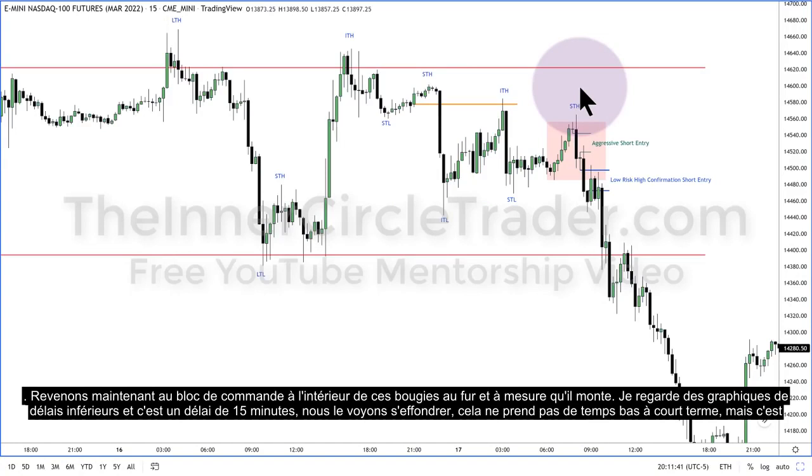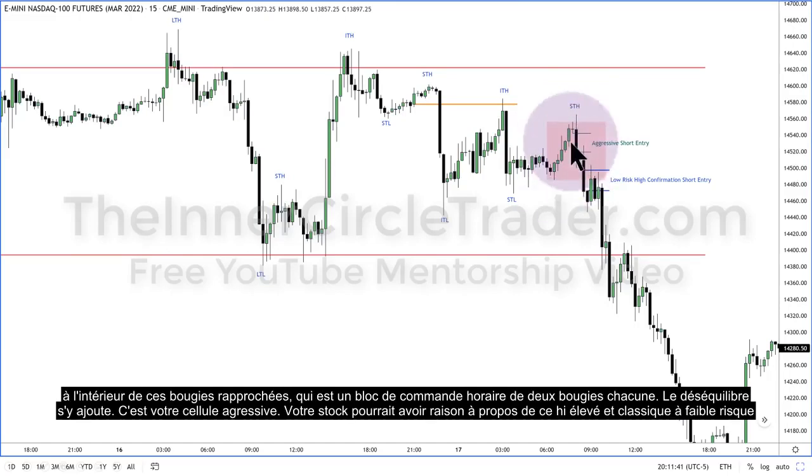Now let's go back into the order block. Inside these candles as it's going up, I'm looking at lower time frame charts, and this is a 15-minute time frame. We see it break down. It doesn't take any short-term low out, but it's inside these up-close candles, which is an hourly order block of 2 candles each. The imbalance trades up into it. That's your aggressive sell. Your stop could be right above that high.